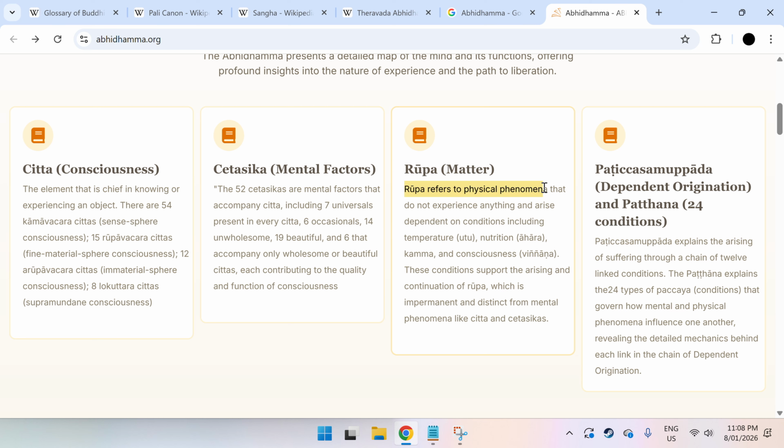Rupa, matter. Rupa refers to physical phenomena that do not experience anything and arise dependent on conditions. These include temperature, nutrition, kamma, consciousness. Look, there's this very complicated theory here. And then we've got dependent origination and Patthana. These explain the arising of suffering through a chain of 12 linked conditions. I will go into that at some point.